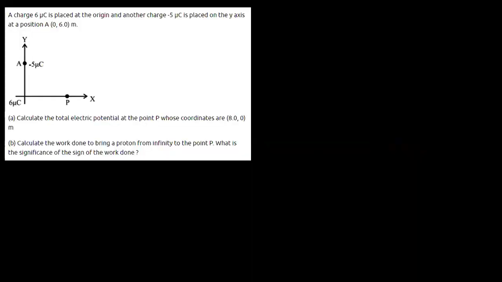Question number 11. A charge 6 microcoulomb is placed at the origin and another charge of minus 5 microcoulomb is placed on the y-axis at a position 0, 6 meter. So you can see over here, I have a charge of 6 microcoulomb at the origin, and minus 5 microcoulomb at 0, 6 meter. That means this distance is 6 meter. It is given in the question.